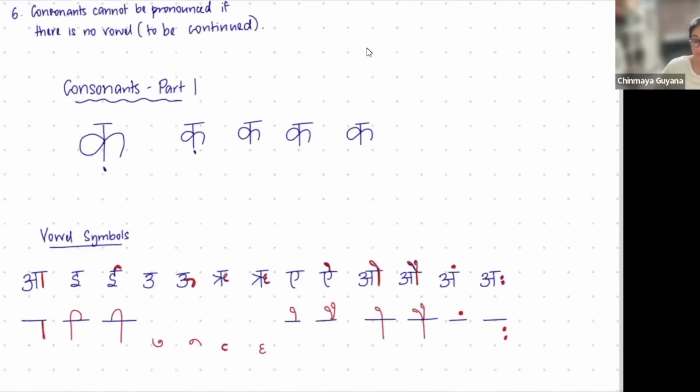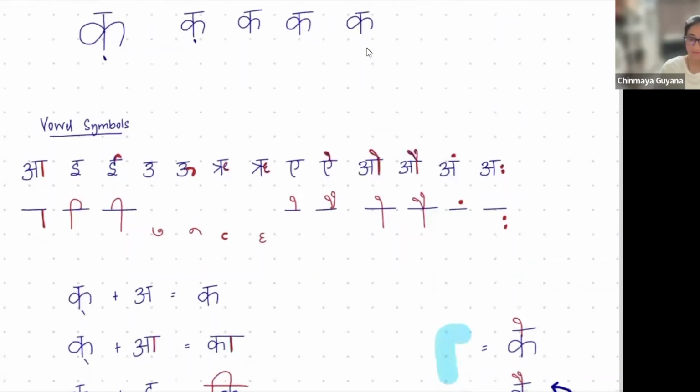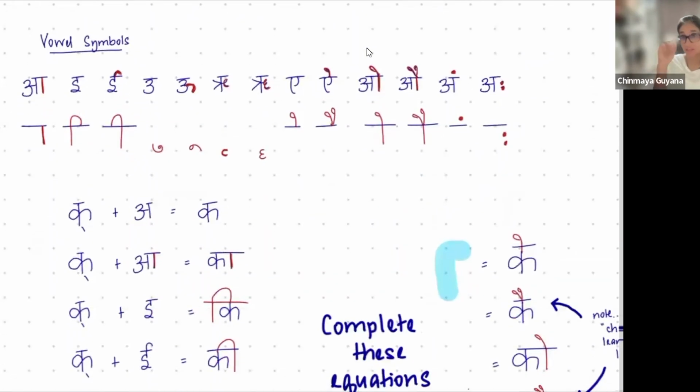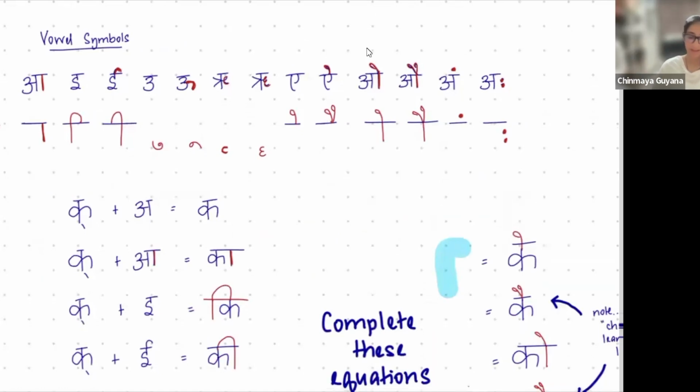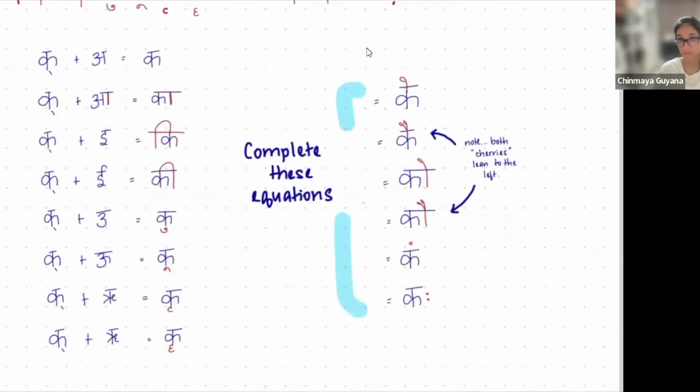So we learned how to write the first consonant, ka halant, meaning ka without a vowel, and we call it ka halant. Then we learned all the vowel symbols for each of the vowels: A, I, U, U, R, R, E, O, O, aha. Then we saw what it looks like when you put the vowel symbol with ka.